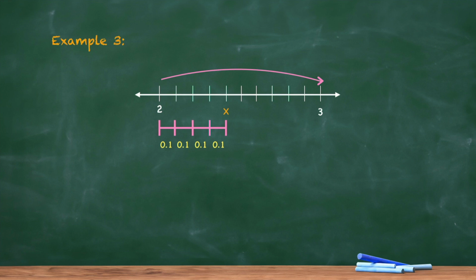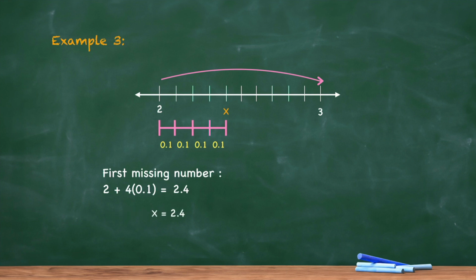Now let's count how many intervals there are between 2 and x. Notice that there are 4 intervals from 2 to x, and each step is 0.1. Since x is to the right of 2, we know that we will add 4/10 to 2. That means the value of x is 2.4.